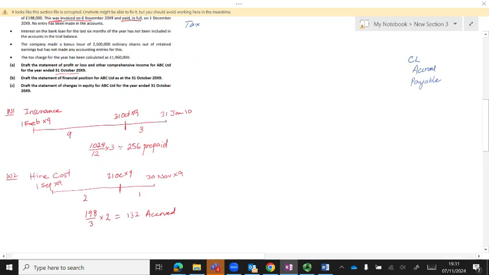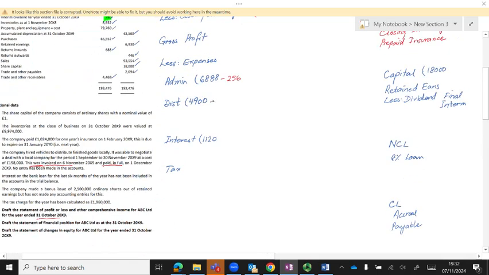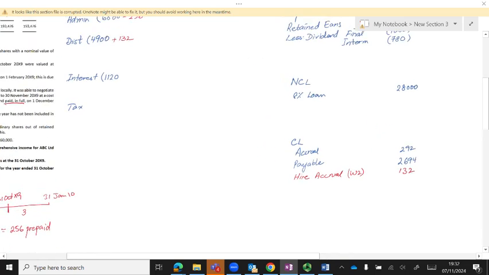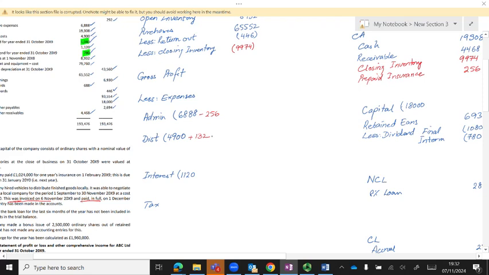Therefore, we need to record this 132 in distribution by increasing expenses for hire cost, because it's a vehicle for distribution. That's why I have recorded that in distribution. At the same time, we have to record it in the current liabilities as hire cost accrued, working number 2, 132. We can mention working number 2 here. Working number 1.